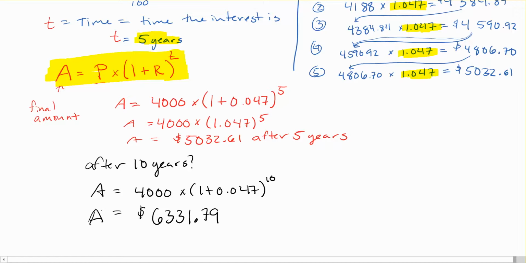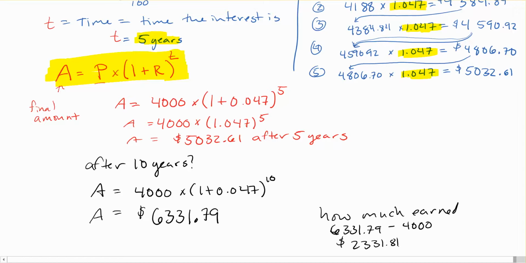So over 10 years, he'll have made quite a lot of money. And if you wanted to know how much has he earned in that time, you would go the 6,331 minus the 4,000 he originally put in. So he's earned $2,331.81 in 10 years by leaving his money in that savings account. So this is just another reason why it's important to start savings. You might feel you're too young to do it, but it's never too early to start. It will pay off for you in the long run if you have a decent interest rate.